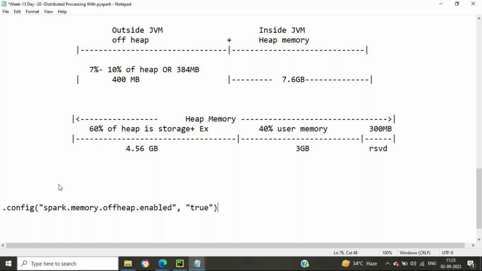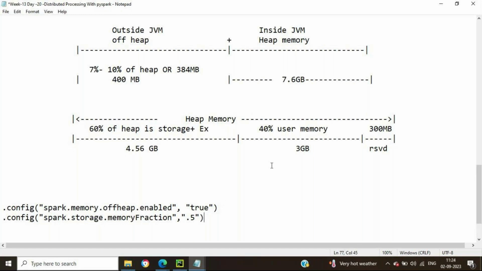Now threshold. So spark.config, spark.storage.memory.fraction, memory fraction, and over here we can have say 50% or 60%, we can decide over here, 0.5.